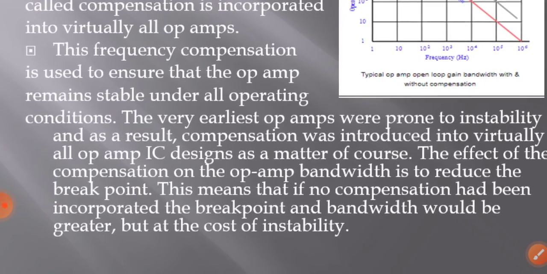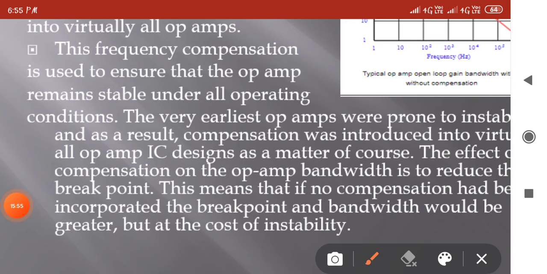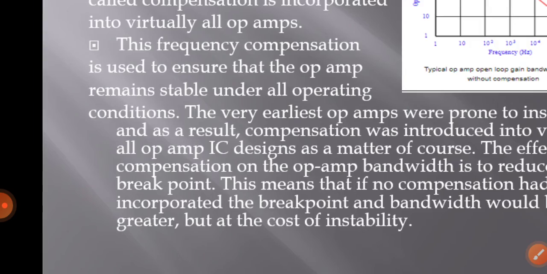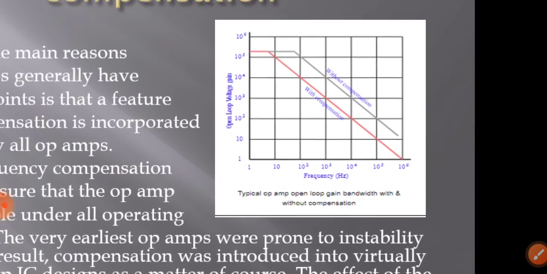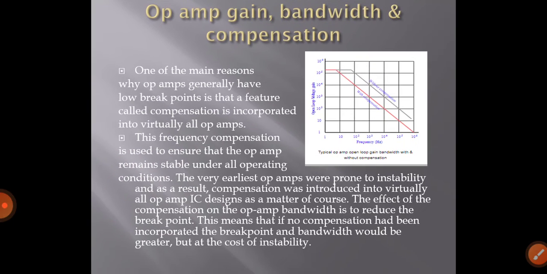Without compensation means that the bandwidth would be greater, but the cost is instability. That's why we are not using it without compensation. It is the minus 6 dB, it is there, it is the higher frequency. That's why we are using it like that, right?